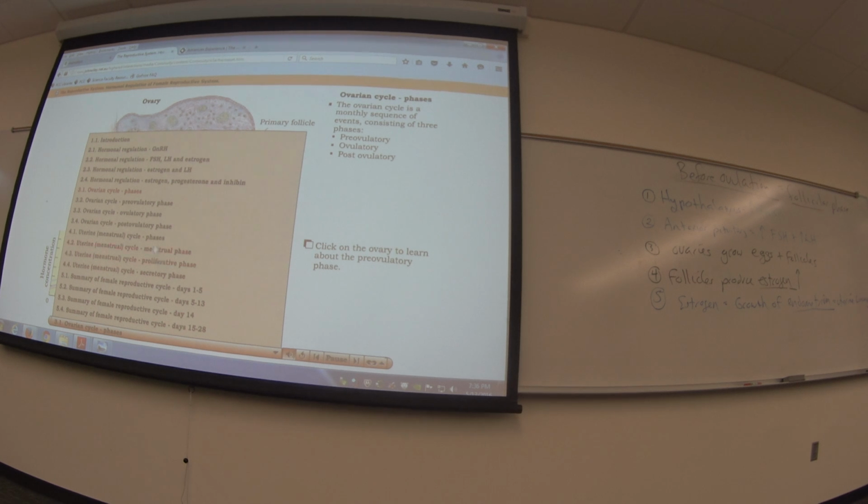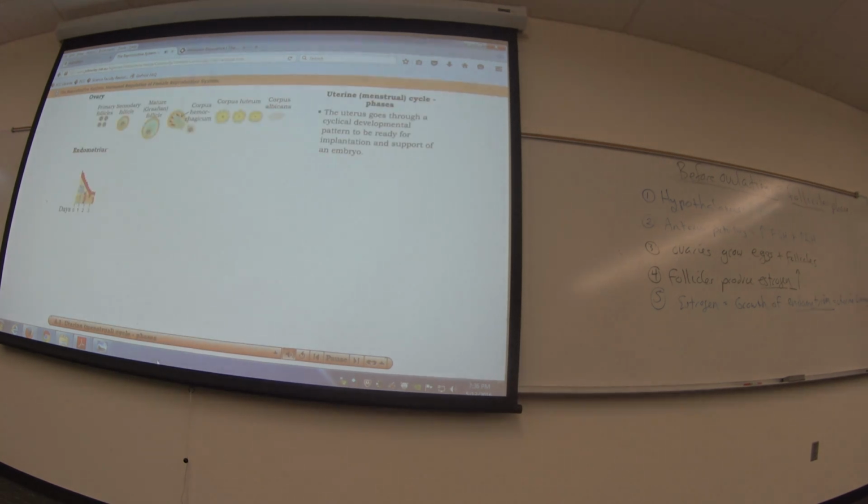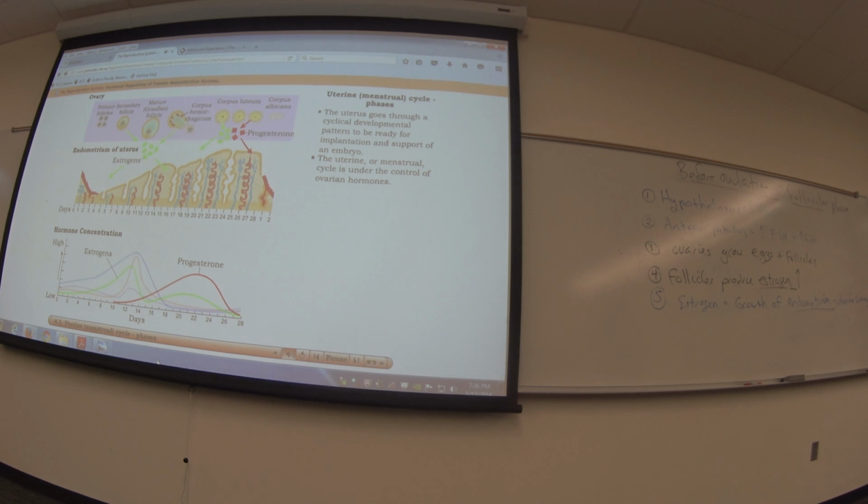If we go to the uterine cycle, the uterus goes through a cyclical developmental pattern to be ready for implantation and support of an embryo. The uterine or menstrual cycle is under the control of ovarian hormones. The uterine cycle also has three phases: the menstrual phase, the proliferative phase, and the secretory phase. That's the fancy words for proliferative is when you're growing, so that's before you ovulate. Secretory means after, but I don't care about that in lecture.